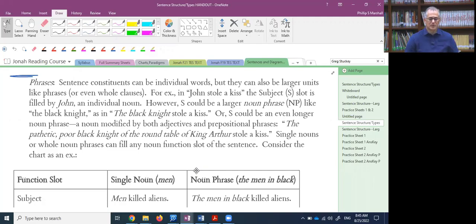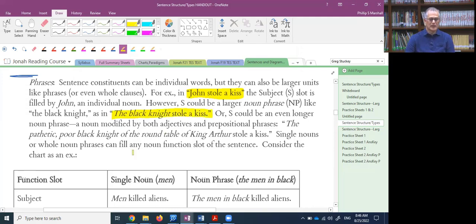So I've given you an example here in the sentence, John stole a kiss. We have several constituents here, right? John is the subject, and he fills that subject slot, and he is nothing more than an individual noun. But we could put a phrase in the position that the noun slot fills. And so if we have a noun that is no longer just a single noun, but a noun phrase, it's a larger unit still functioning more or less as a noun. We could use something like the Black Knight, and we replace the word John with the Black Knight, and then we have the Black Knight stole a kiss.